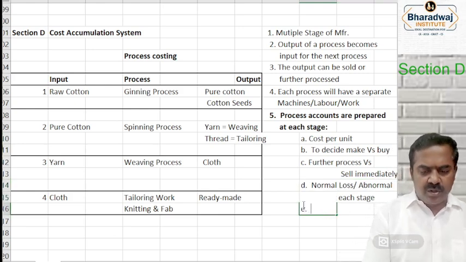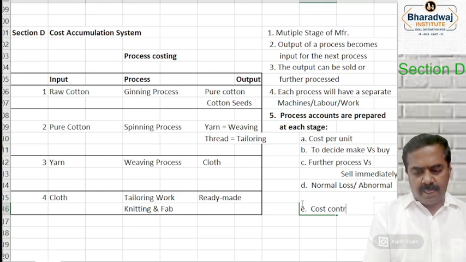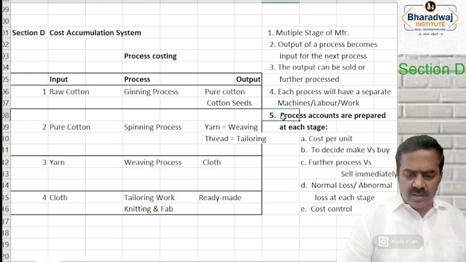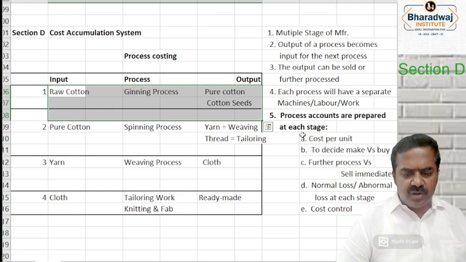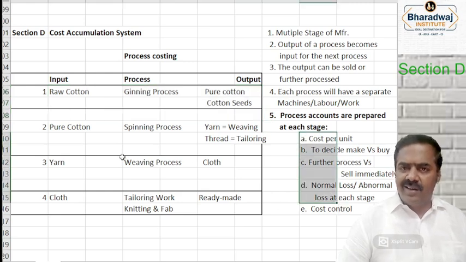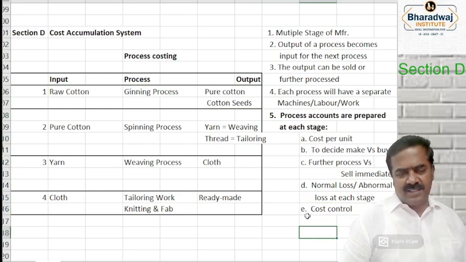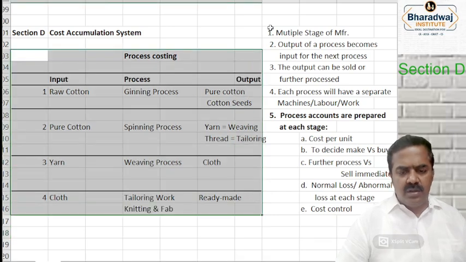And of course, to have cost control. In the long run, we want to have cost control. We should not spend more unnecessarily. How to control the cost? Simple. Only when you have the knowledge of all these things, you will be able to control the cost. Only when you are able to control the cost, then you can be successful in business. Clear? So this is what we are going to do today.